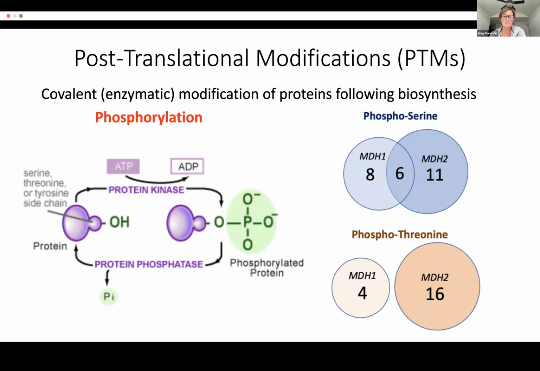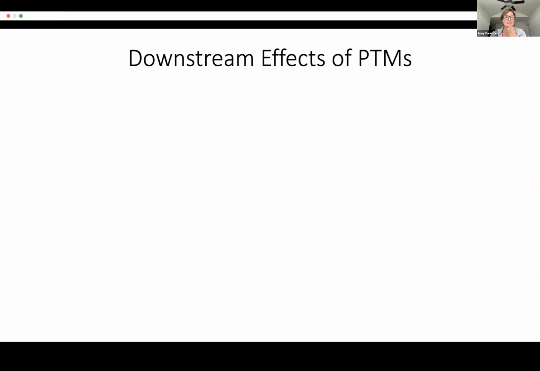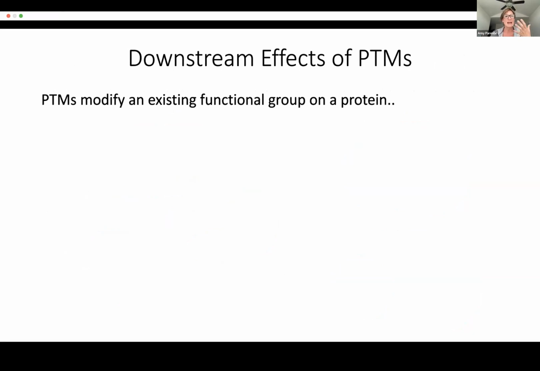So some really interesting things to study and understand is why we may have certain residues being phosphorylated and not. That leads us into thinking about why we have these post-translational modifications. What are some of these downstream effects? Ultimately, we're modifying that existing functional group on a protein, and that can have lots of downstream effects. It may affect protein-protein interactions. And again, this is something I am interested in, but this is not something that this project is specifically about.